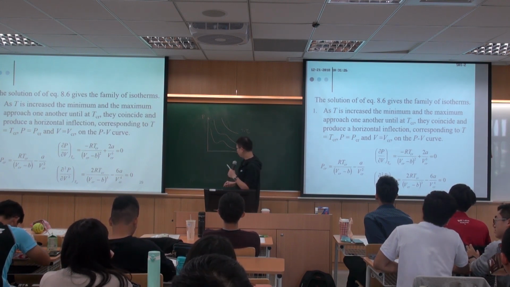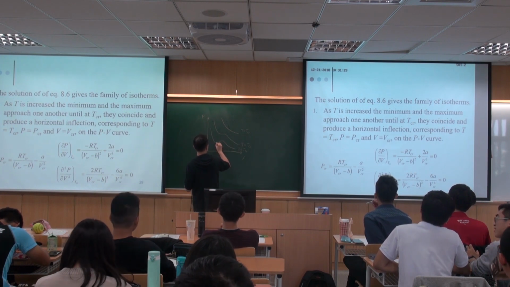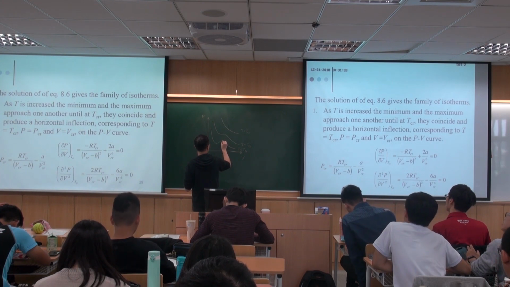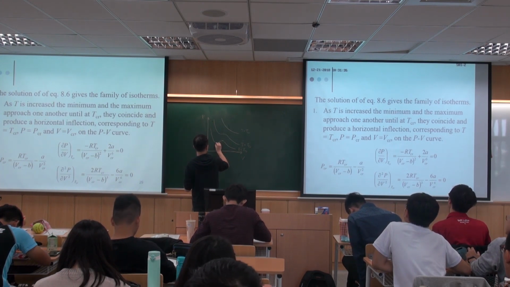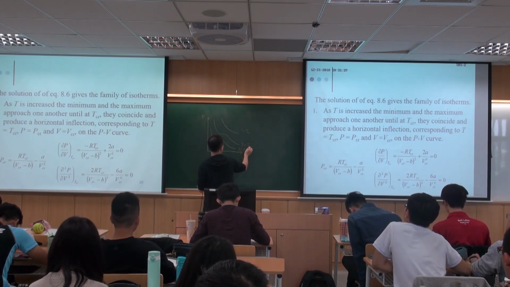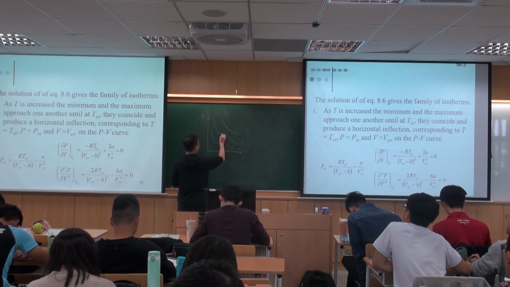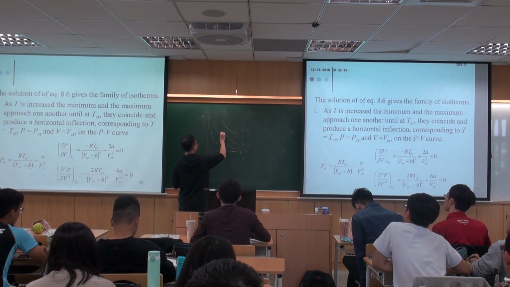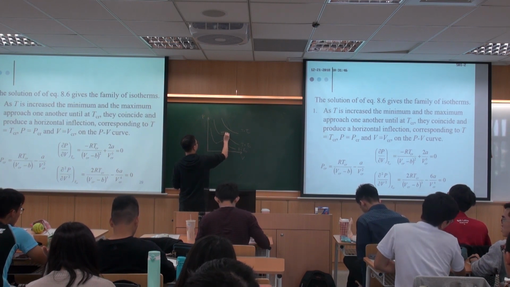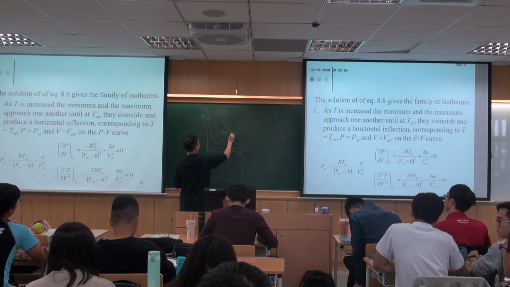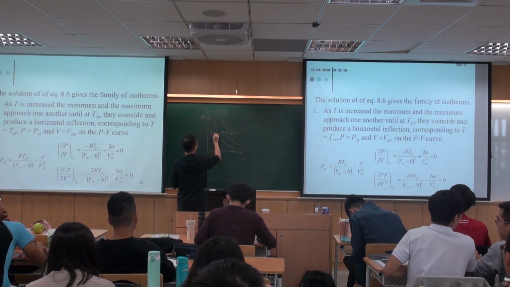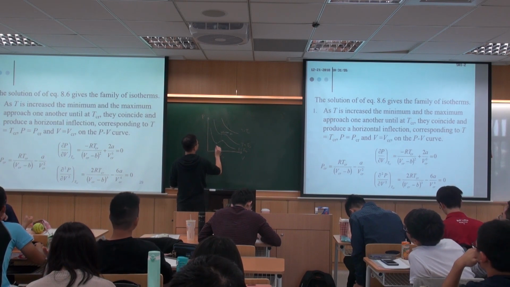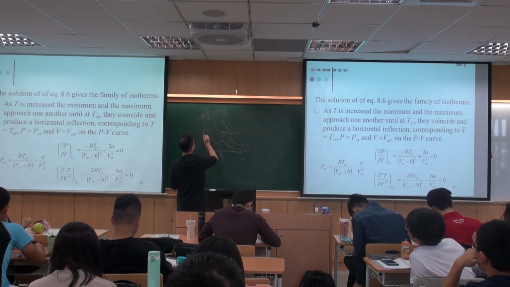Okay, so it means that you have these 2 points. So this is a local maximum, this is a local minimum. But when the temperature is at T critical, there's only this one inflection point. And again, this corresponds to P critical and T critical.